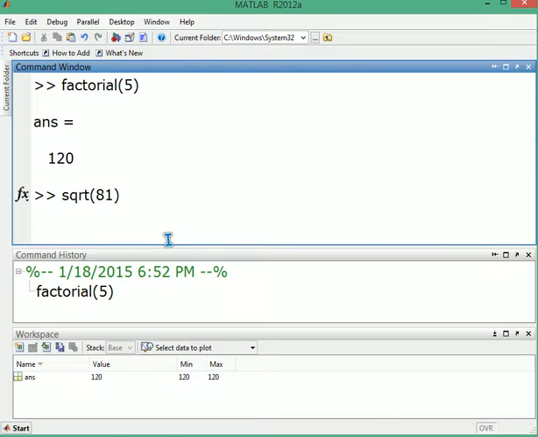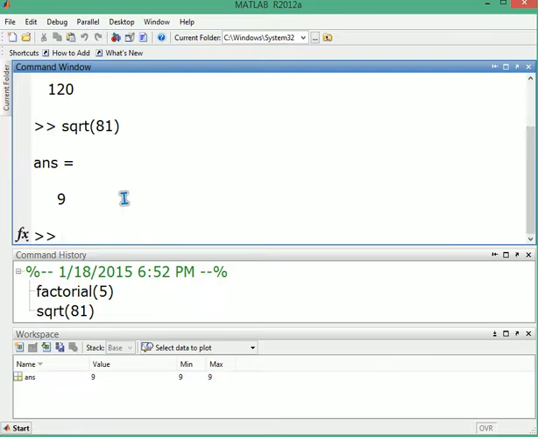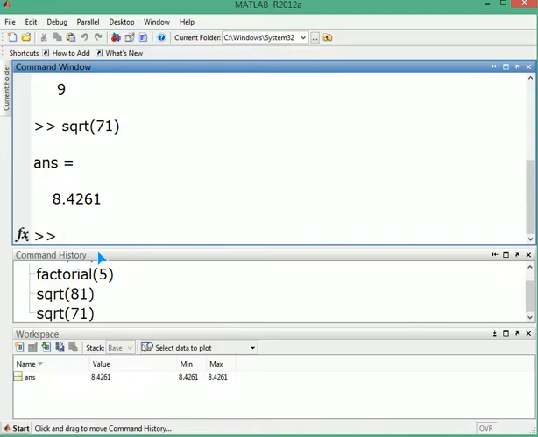We know that 81 is a perfect square, that is 9 into 9 is 81. So the answer will be 9. And if we give a number which is not a perfect square, say 71, then also we will arrive at a solution. This is square root, that is x to the power half. So we can also have values with power 1 by n. For example, we have cube root.